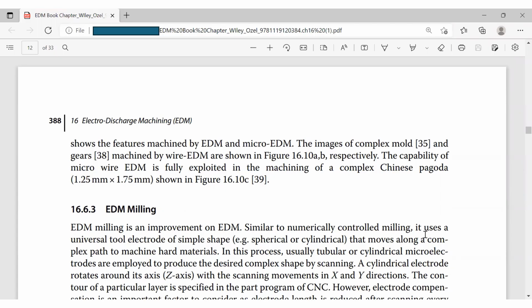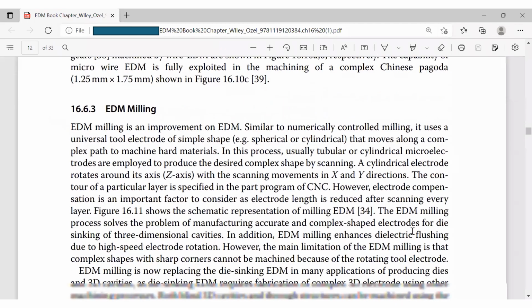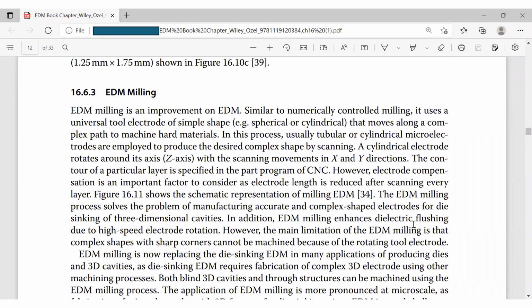So this is our second category of EDM. As I said, this will appear in our final exam. Then we talk about EDM milling. So we know milling. We have face milling. We have slab milling. We have up milling and down milling. So this is end milling. So EDM can also be used as milling. EDM milling is an improvement on EDM. Previously EDM was used to generate some features. Now we can use EDM to mill something.